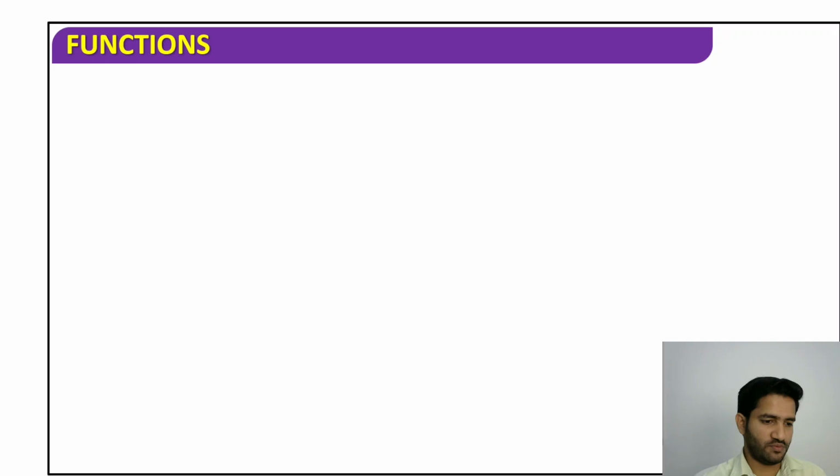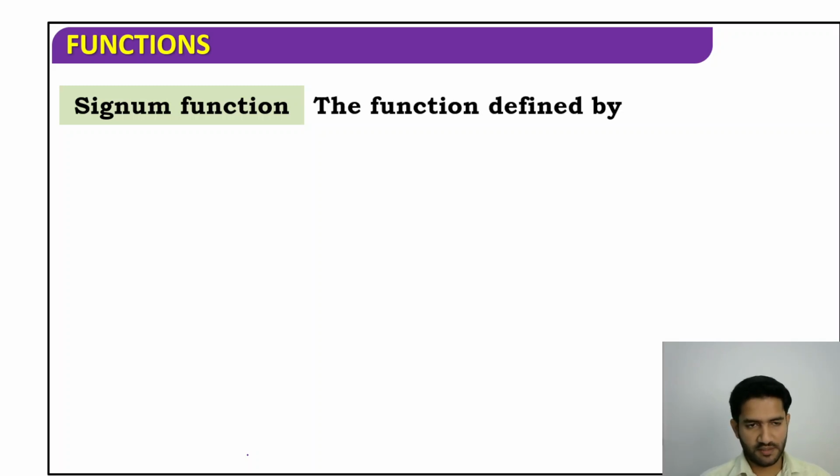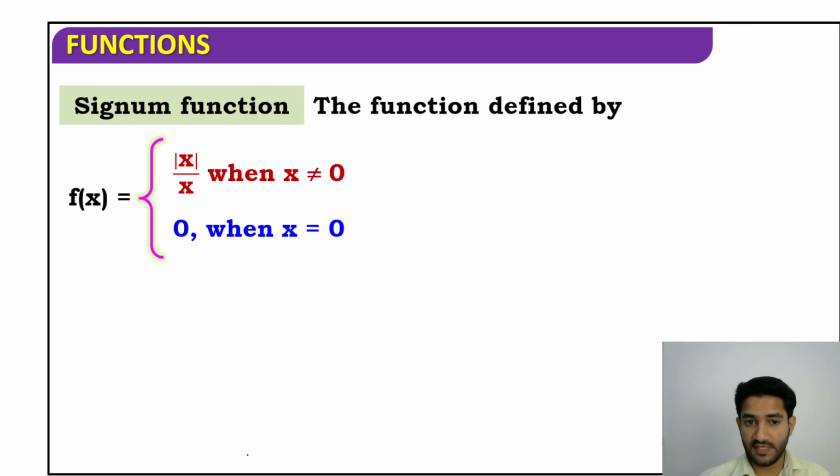So next one we are discussing the signum function. The function defined by f of x equal to, signum function means, we have mod x by x when x is not equal to 0 and 0 when x is equal to 0. Signum function.